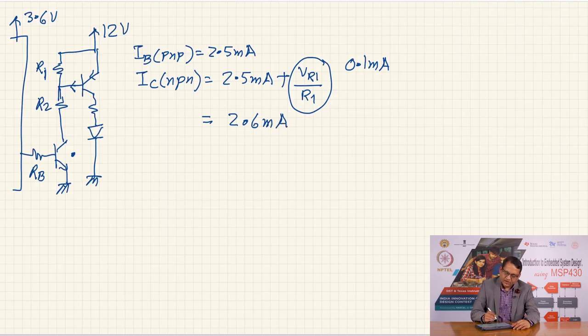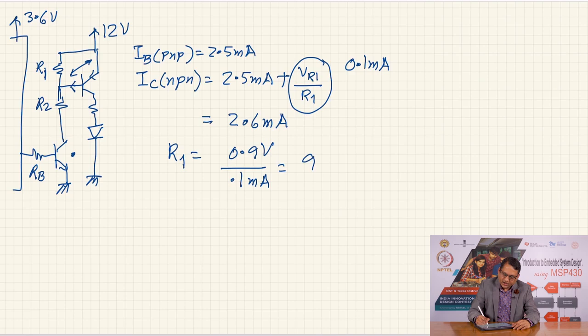At that time, if the current through this resistor is 0.1 milliampere and the voltage drop across it is 0.9 volts by virtue of the saturation voltage VBE sat, therefore, R1 value becomes 0.9 volt divided by 0.1 milliampere. So, this becomes 9 kilo ohm.